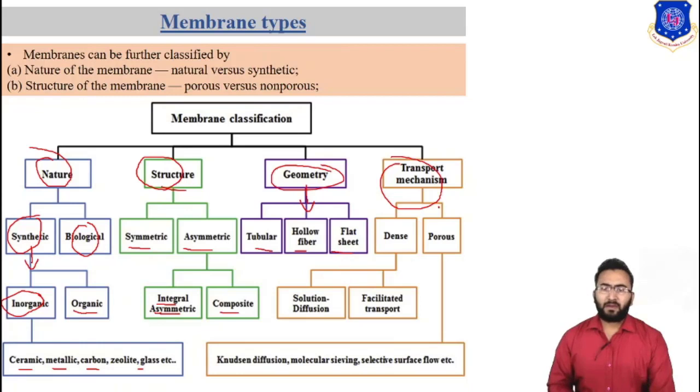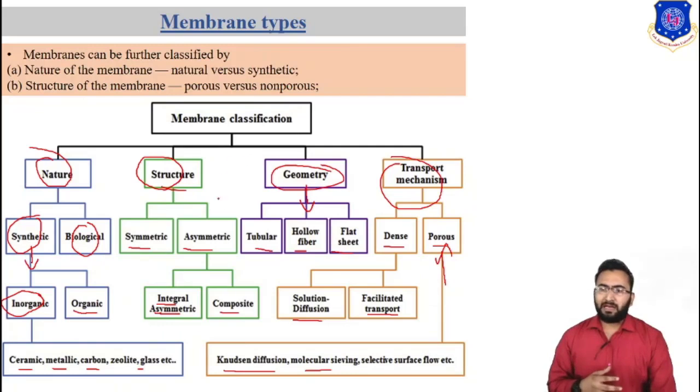whereas based on transport mechanism, membrane may be classified as dense membrane and porous membrane. Dense membrane is further classified as solution diffusion method and facilitated transport method, whereas in porous membrane it depends on the Knudsen diffusion method, molecular sieve diffusion method, steric effect, and selective surface flow. So all these methods depend on the porous types of membrane.